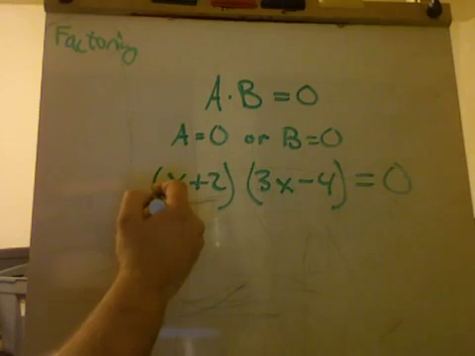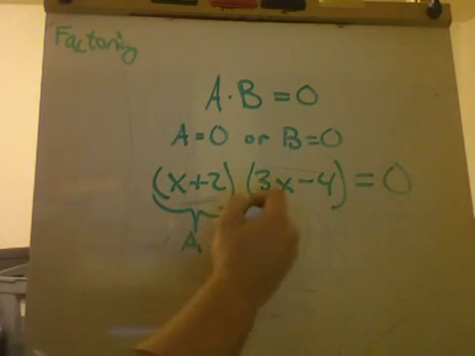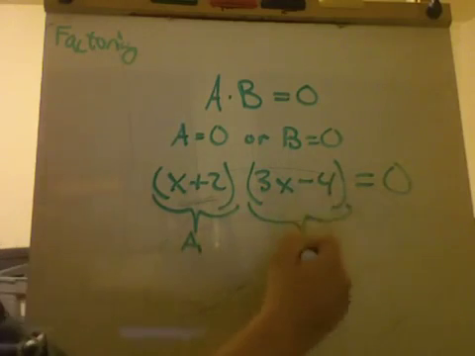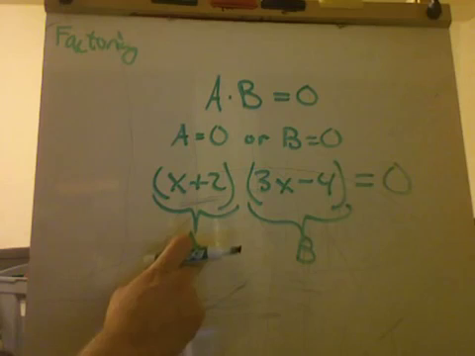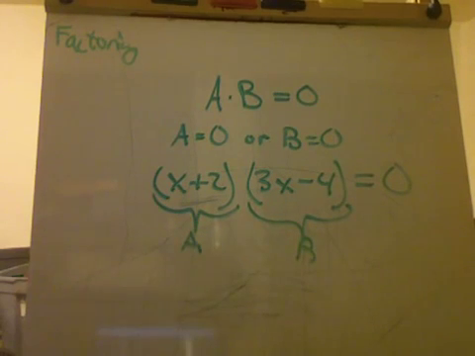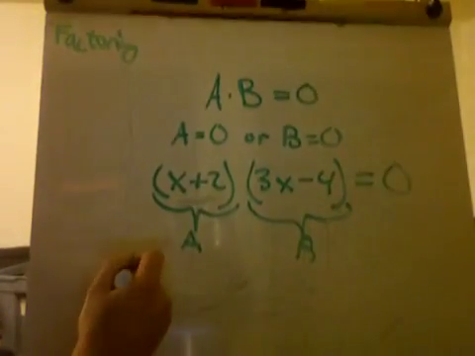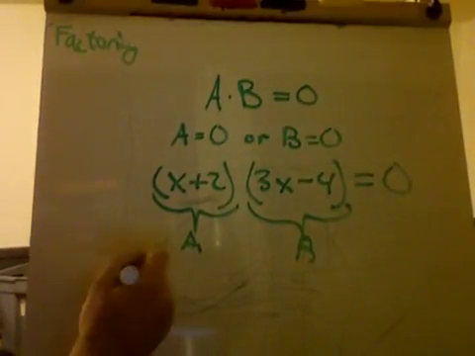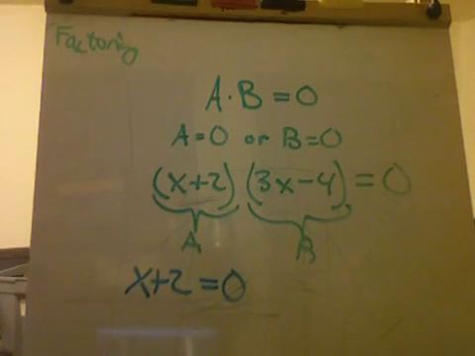Okay, then that means that this term right here is my A term, and this term is my B term. Okay? And if A times B is 0, then A's got to be 0, or B's got to be 0. So they both could be 0 here. So what we're going to do is we're going to say, alright, what if A is 0? So what is A? A is x plus 2.